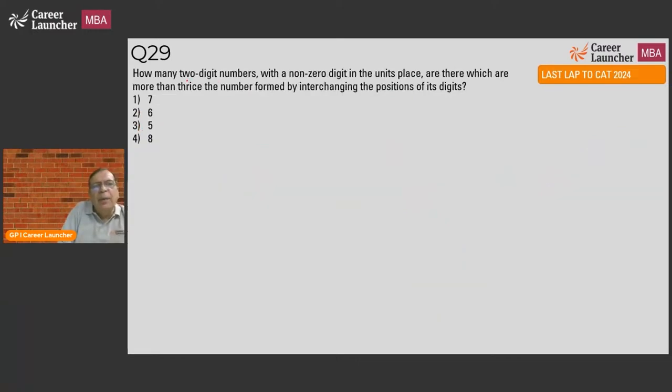Question 29. How many two-digit numbers with non-zero digits in the units place are there which are more than thrice the number formed by interchanging the position of its digits? So if the original number is 10a plus b, that means this is my number.